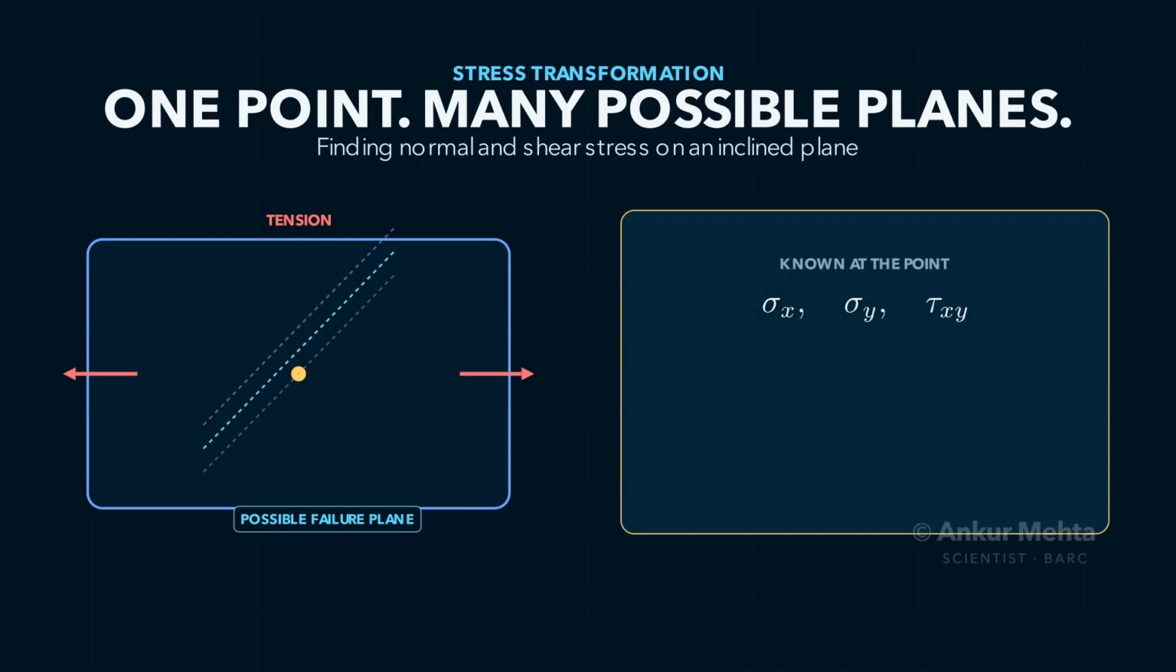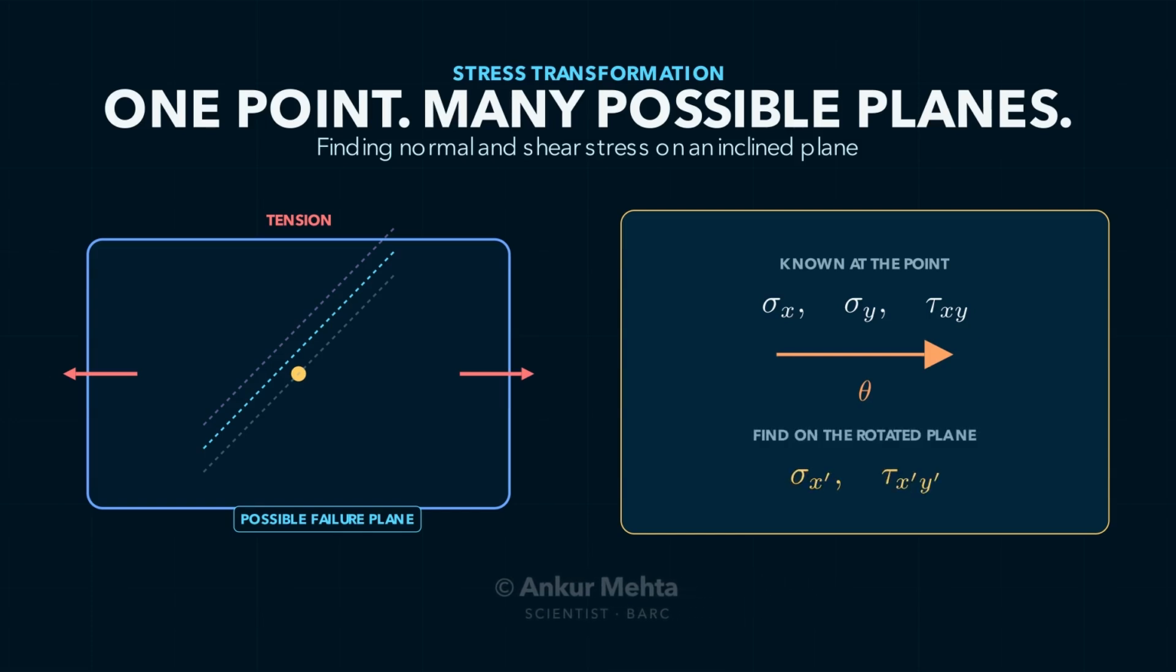Stress transformation answers one precise question. If the stress state at a point is known on the x and y faces, what stresses act after the reference axes rotate through an angle theta? The material point does not change. Only the plane on which we describe its internal action changes.